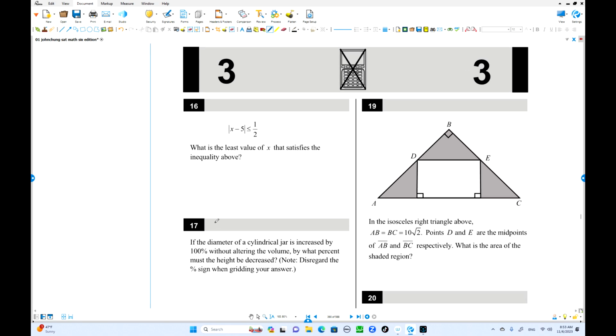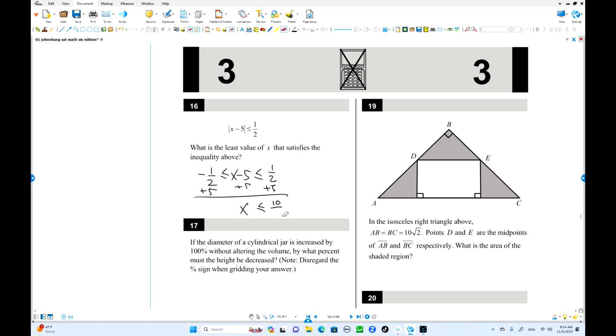All right, number 16. So what's the least value of x that satisfies the inequality? Okay, the less than, you can solve this one directly. This is less than 1/2, but greater than the negative number, okay, always. So plus 5 to both sides, okay, plus 5, plus 5, plus 5. This is x equals, what is that?